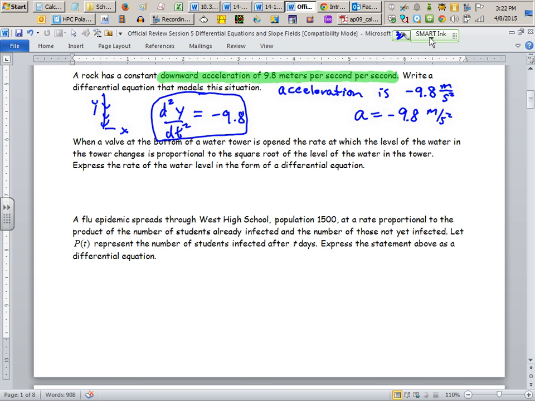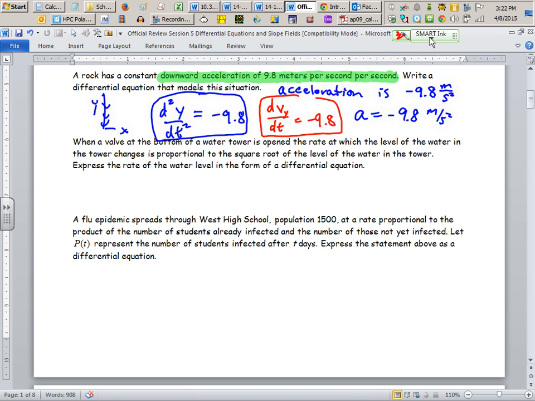What's another way to think of acceleration? Acceleration is the second derivative of position. Isn't it also the first derivative of something? Yeah. So you could also just write dv dt. So another alternative answer to this would be dv sub y dt equals negative 9.8.